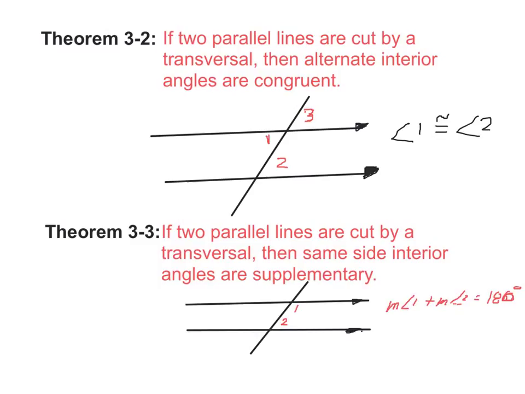So again, look at our pictorial example here. We've got two parallel lines cut by a transversal. Same side interior angles are angle 1 and angle 2. And what this theorem is stating is that the measure of angle 1 plus the measure of angle 2 is equal to 180 degrees. Again, you can look in the book for the proof, or you can work on it yourself. I believe it's going to be given as an exercise later on.